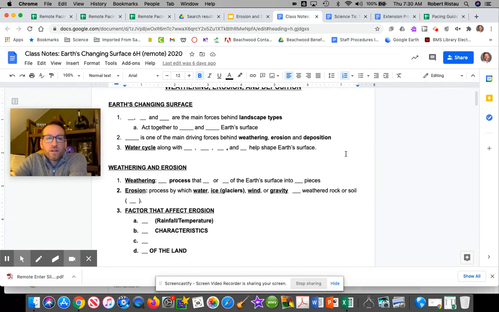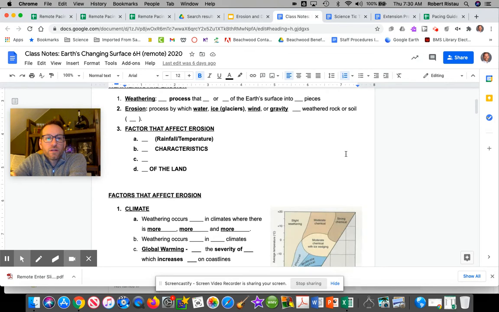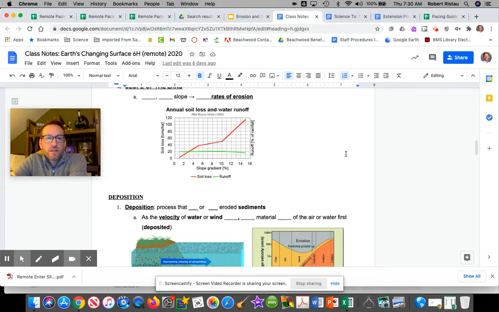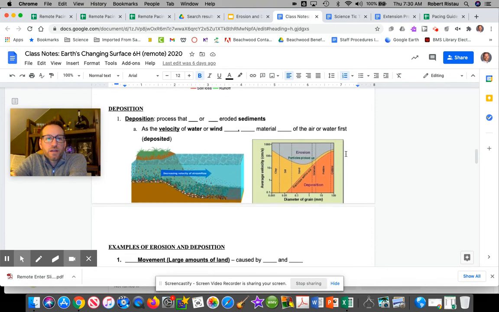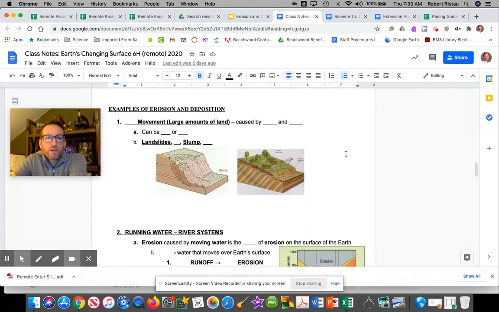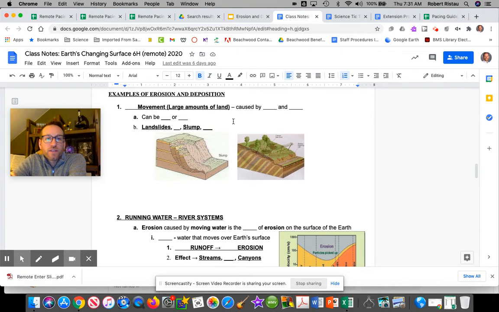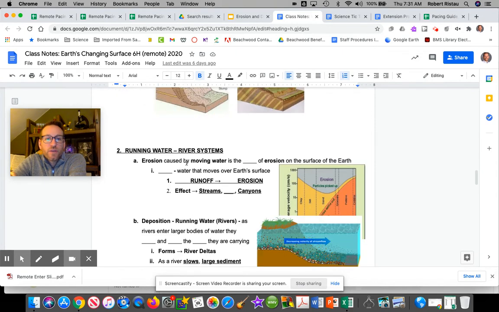We are through all of this stuff already, and we are going to examples of erosion and deposition. And today we're going to focus first on large scale erosion, and that's number one here, and then we're going to move to number two, running water river systems.